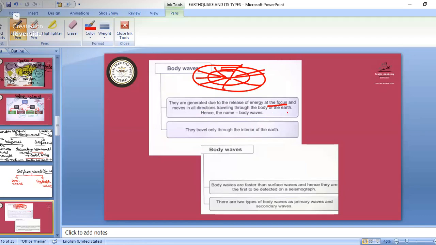In body waves, what are the two types we have? We have the P wave and the S wave, that is the secondary wave. So hence we named them body waves. They travel only through the interior of the earth. So remember this point: body waves travel only through the interior of the earth.